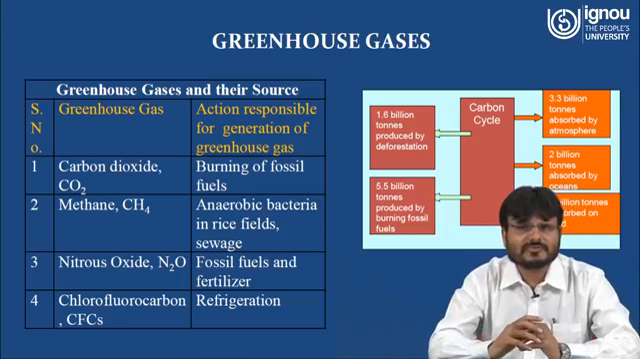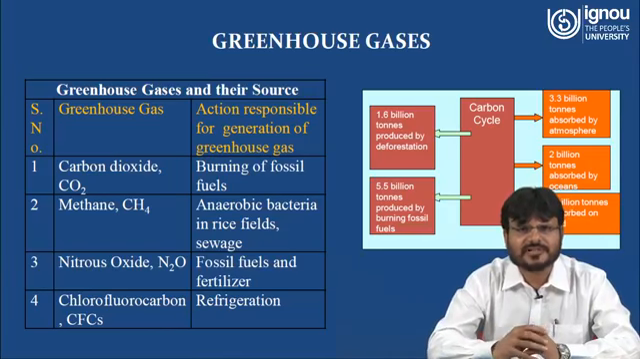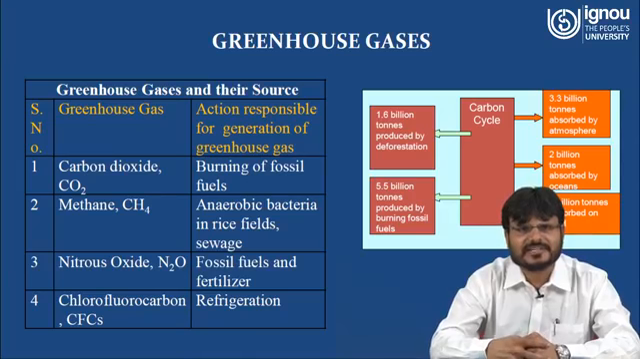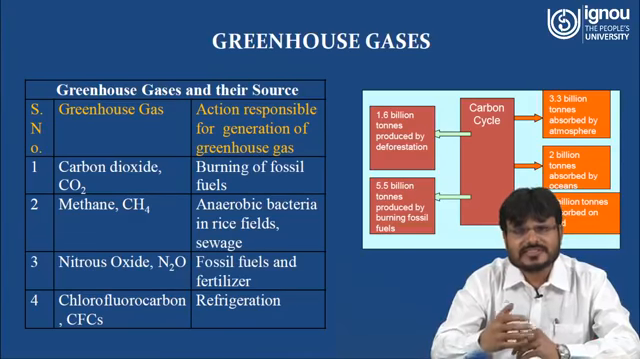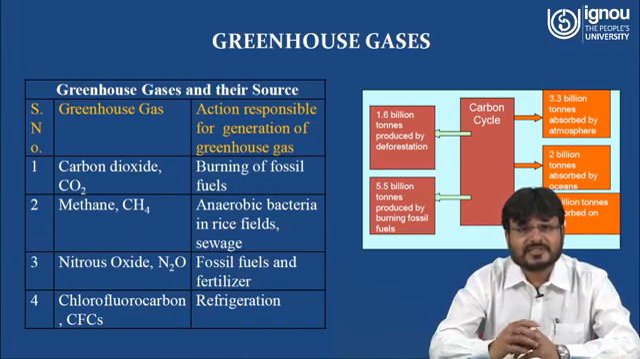Now we have to understand what these greenhouse gases are. There are different greenhouse gases like carbon dioxide, methane, nitrous oxide, and chlorofluorocarbon. How are these gases produced? Carbon dioxide is produced due to the burning of fossil fuels. Due to anaerobic bacteria in rice fields and sewage, methane is generated. Due to fossil fuels and fertilizer, nitrous oxide is produced, and due to the refrigeration process, chlorofluorocarbon is generated.